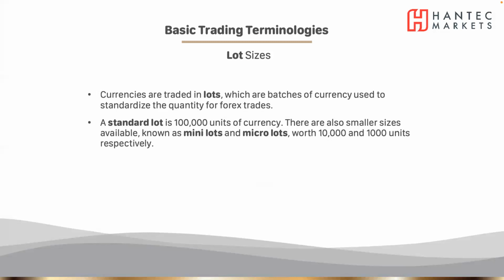There are smaller sizes available, which I know most of us as traders will understand. There are mini lots and micro lots. A mini lot is worth 10,000 respectively, and a micro lot is worth 1,000 units respectively. So when you're trading 0.01, which is a micro lot, that is equivalent to 1,000 of that currency. And when you're trading a mini lot, which is 0.1, that is equivalent to 10,000 of your currency, okay?